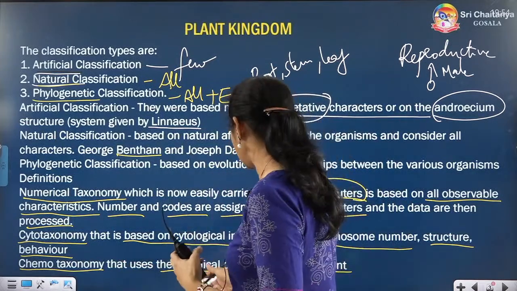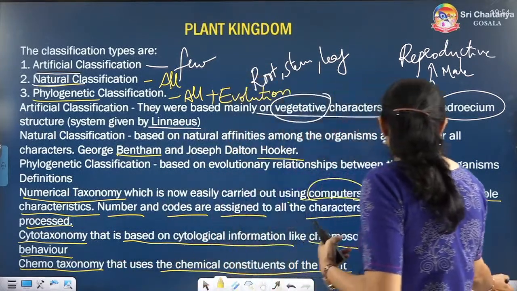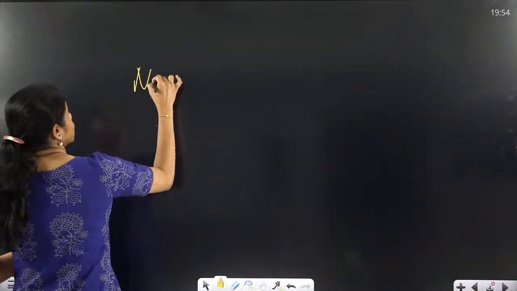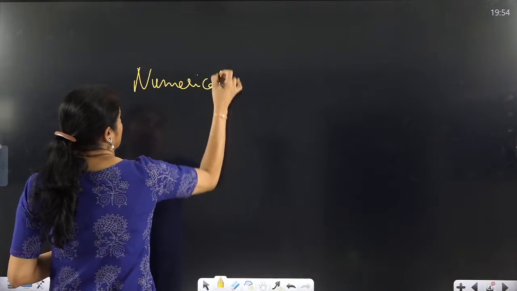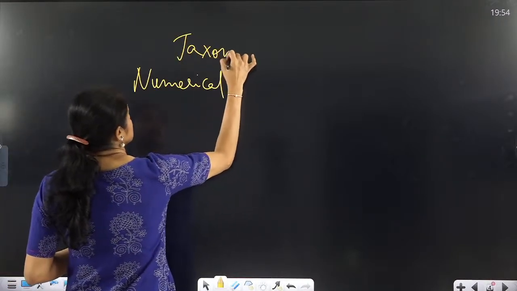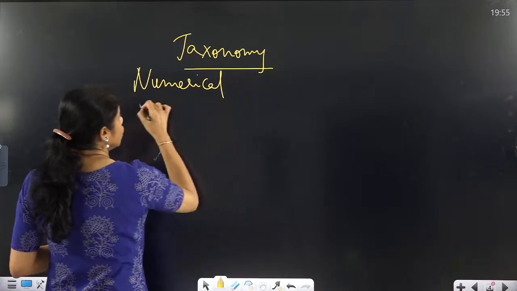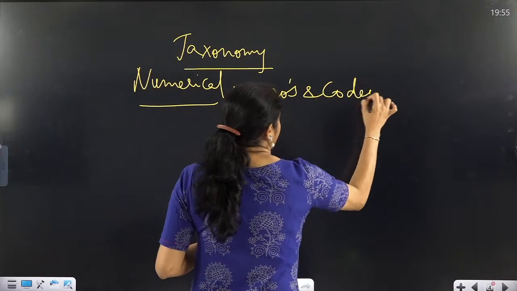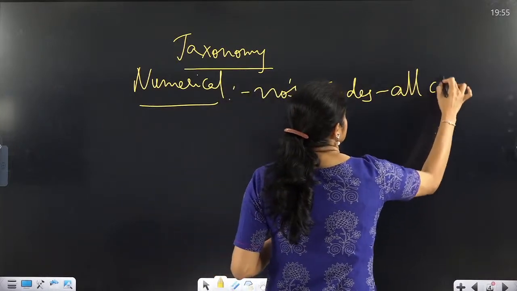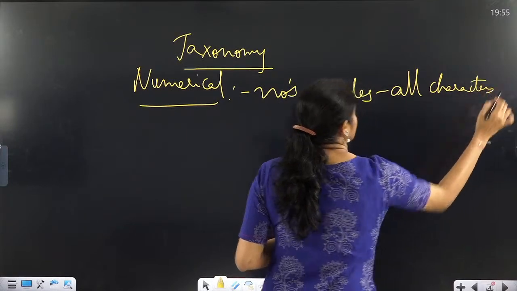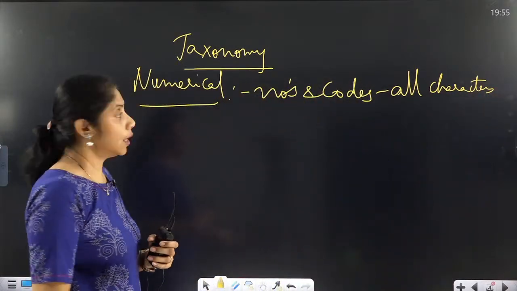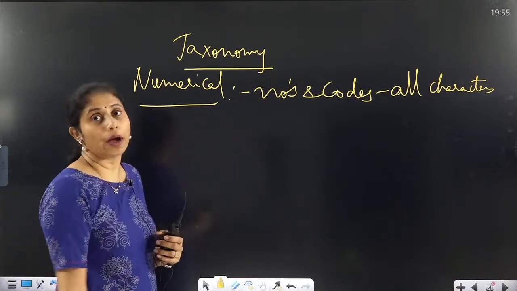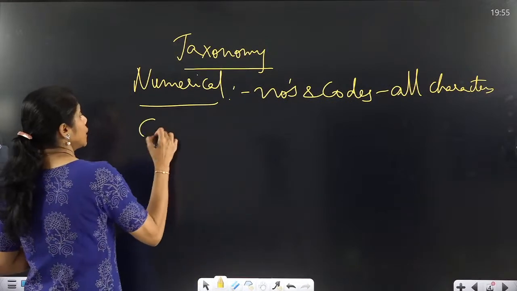Let us see the definition of these three in detail. These are all taxonomy branches. Numerical taxonomy: numbers and codes are assigned to all characters. All characters are considered, numbers and codes will be given to all the characters, and that will be processed by the computers.